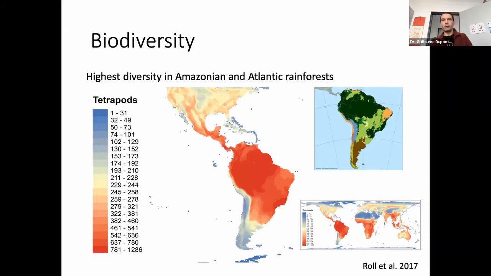So if we look now at the map of biodiversity, we see that the most diverse areas are, in fact, as we would expect, the rainforests, yeah, the Amazon basin, but also the Atlantic rainforest here. Yeah. This is for tetrapods, so all animals with four limbs. Mammals, amphibians, reptiles, and birds.